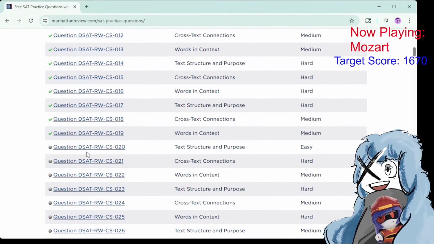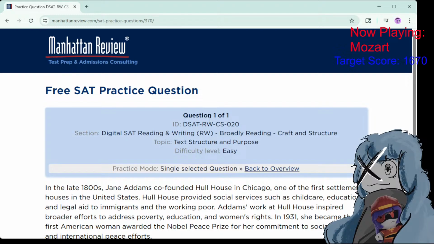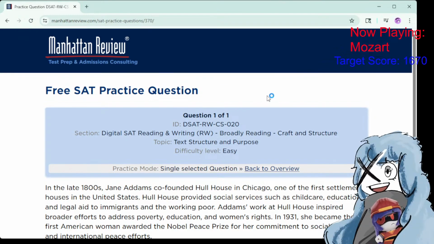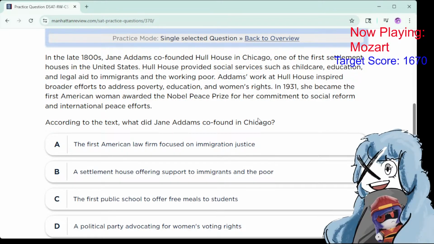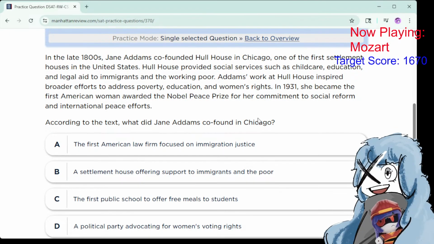About an easy 1600 on this next one. This one's easy. In the late 1800s, Jane Addams co-founded the Hull House in Chicago. Let's do the text first. According to the text, what did Jane Addams co-found in Chicago?